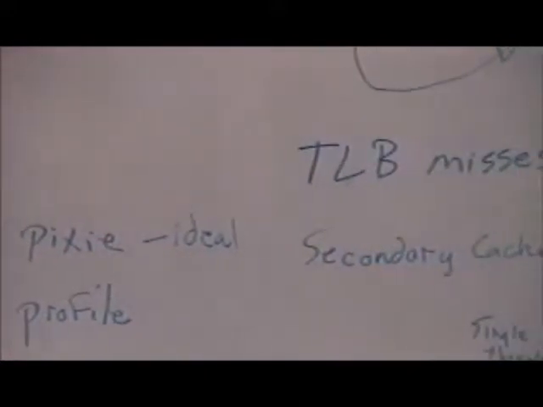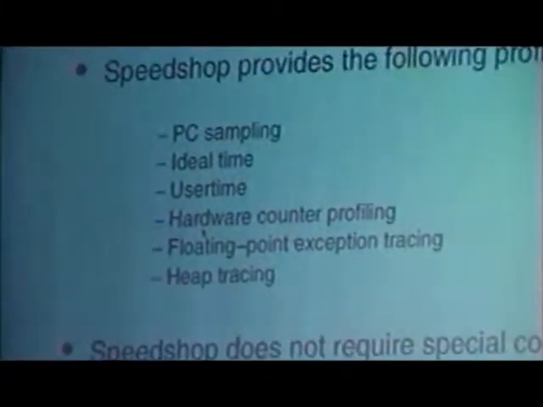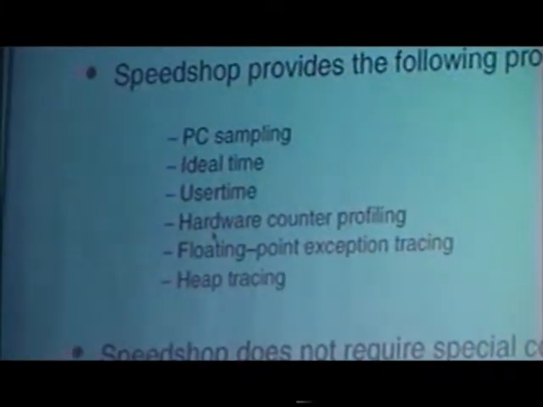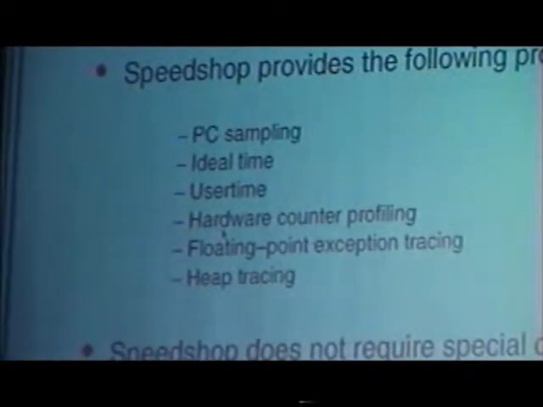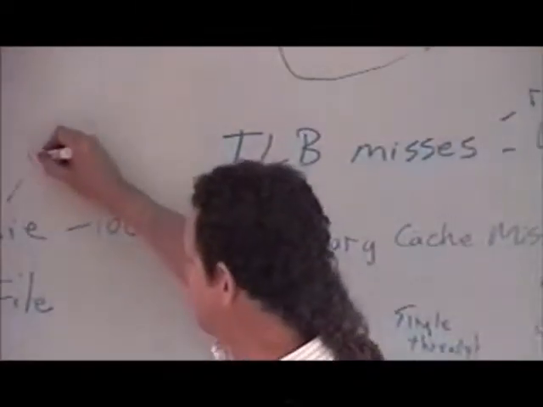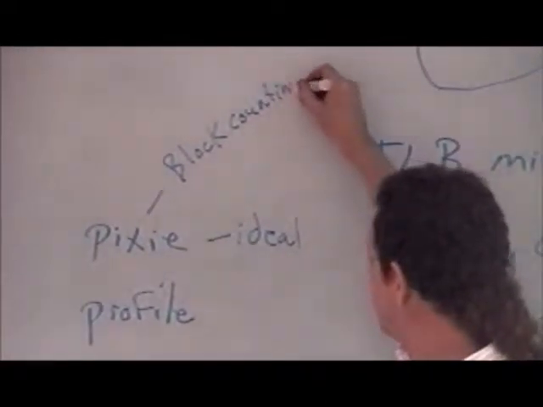So the dash ideal experiment is basically adding code into my program to count the number of times I go through everything. That's going to slow down the program. So every time I go through a subroutine, I execute additional instructions I didn't before. That's what Pixie does, is stick in those additional instructions. Again, this is also called block counting. So I'm counting the number of times I go through a block.